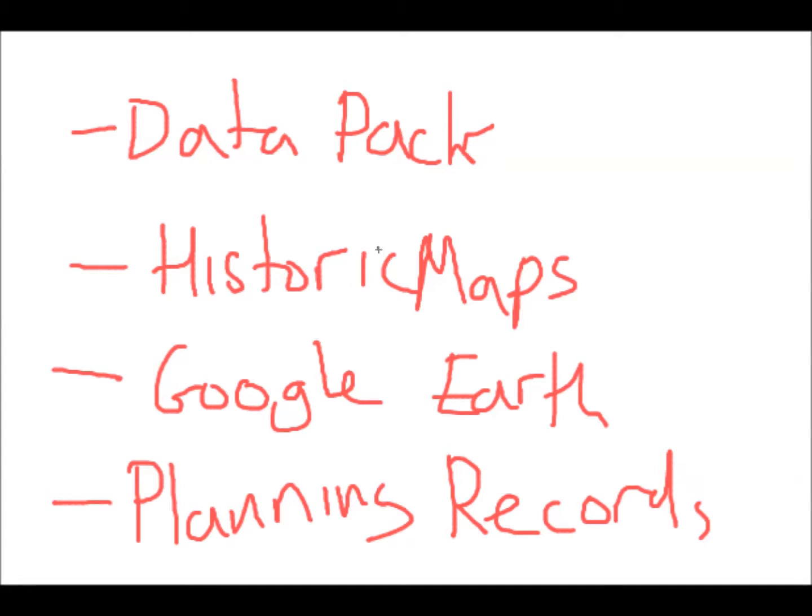And then we have historic maps, which are the main bit really, and probably the most interesting. If stuff's been going on the site quite recently, we can use Google Earth, use the historic function on there to have a look what's been going on. And then also, if there's a few loose ends, we can look in planning records.